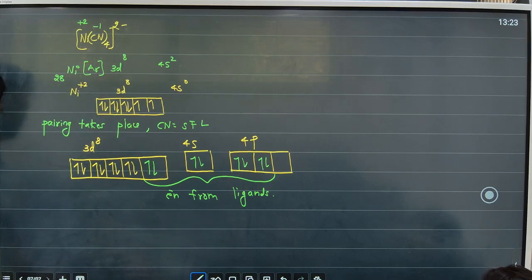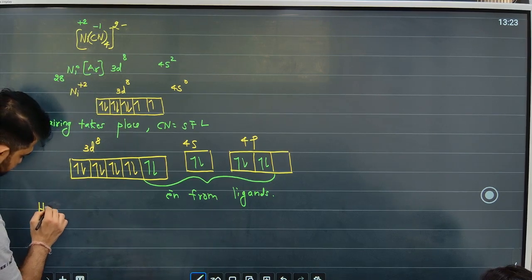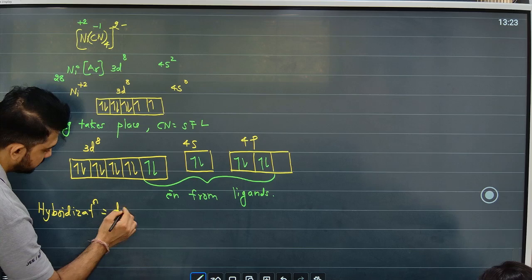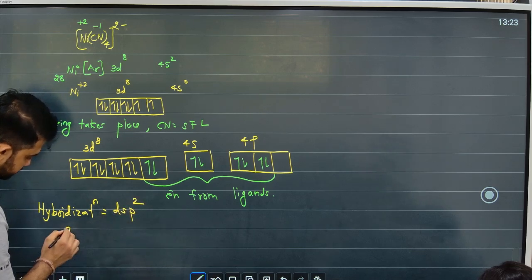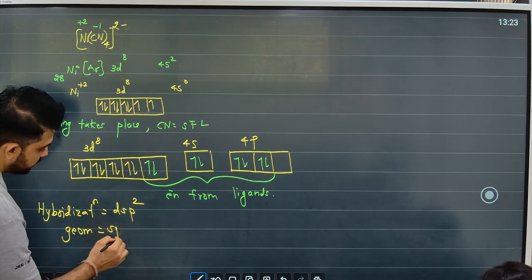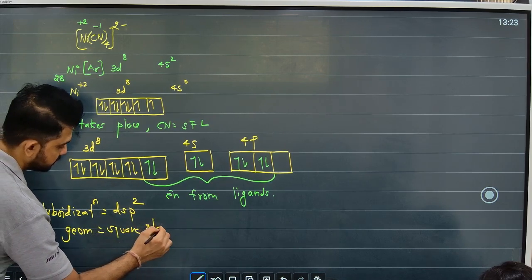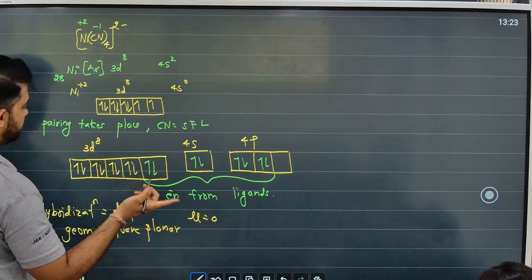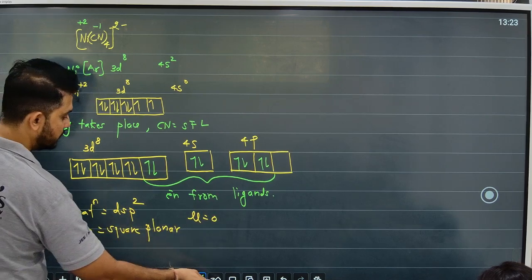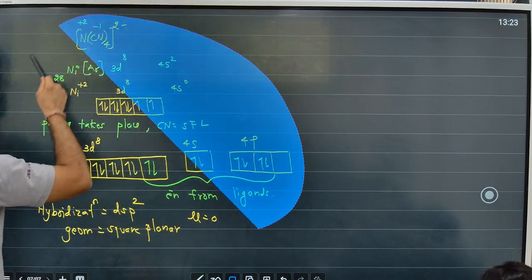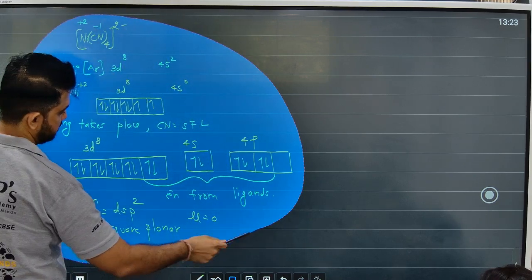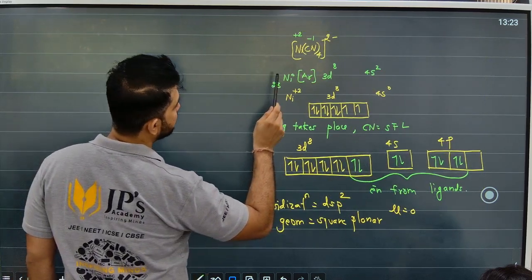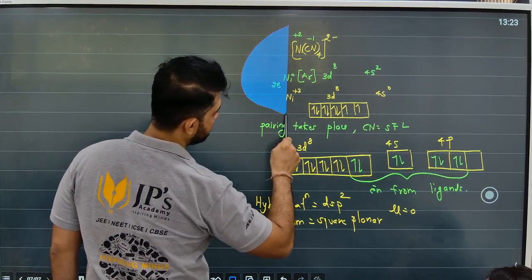Please give me the hybridization and the geometry: square planar. Magnetic moment and diamagnetic or paramagnetic, inner outer, high spin low spin. समझा? Anyone who doesn't get that, बोलो रे.